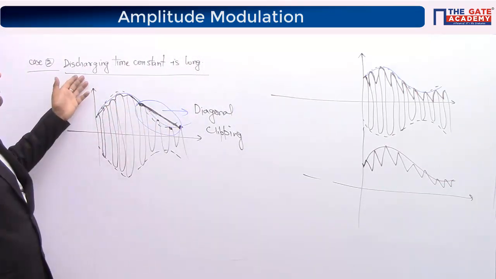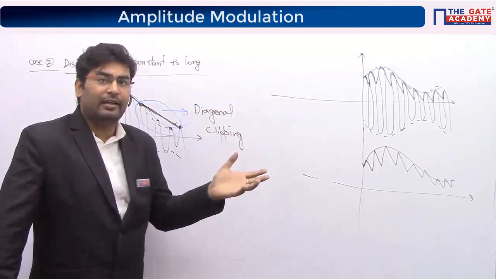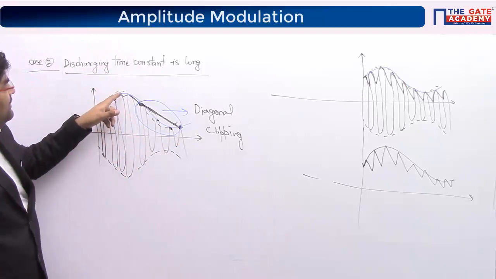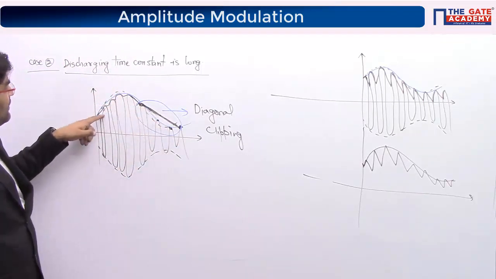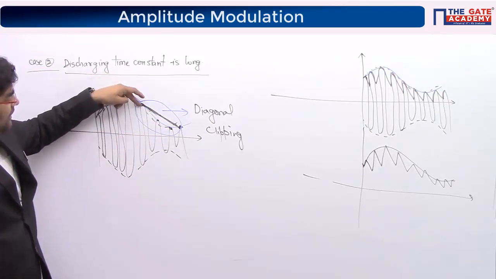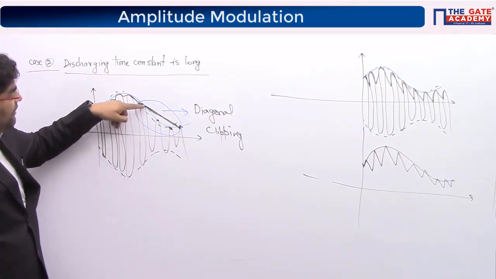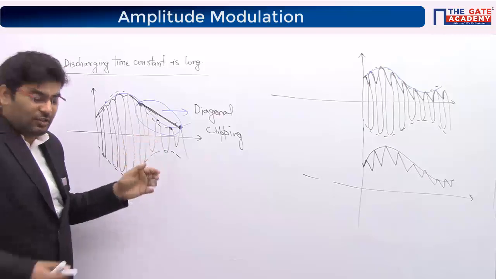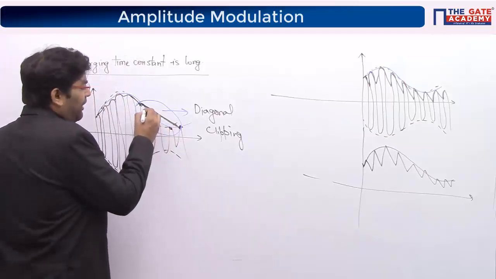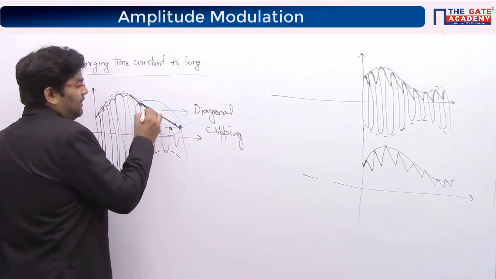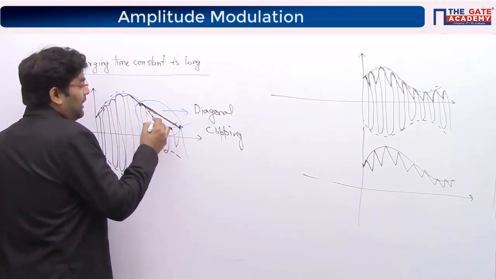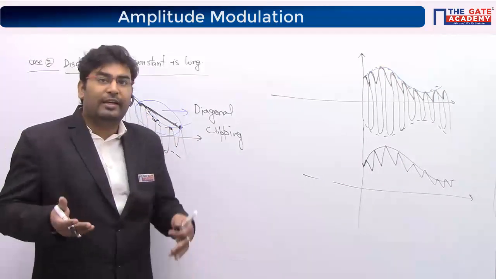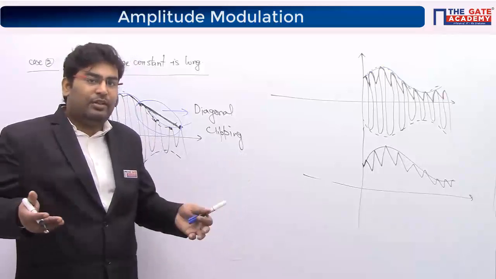See, in case 2, what happened? The discharging time constant is very high, meaning the capacitor will discharge very slowly. Now what is happening? If you charge this, it is fine. But when you go into this region, the capacitor discharges, then here it got charged a little bit. Now after that, when it is discharging, no wave, no cycle is able to charge it because it is discharging very slowly. If it had discharged a little faster, it would have come here and then charged again. But what is happening? It discharges so slowly that the capacitor voltage is always more than the input voltage.